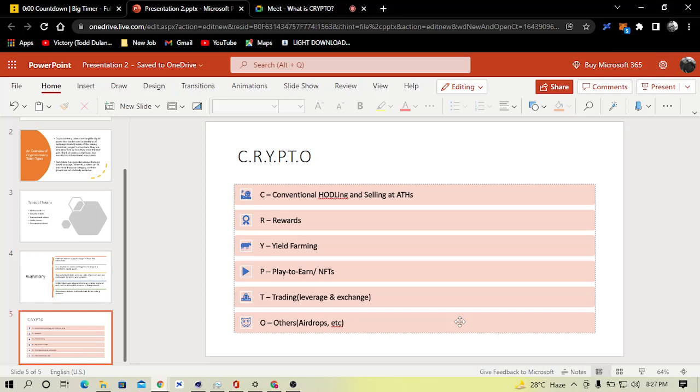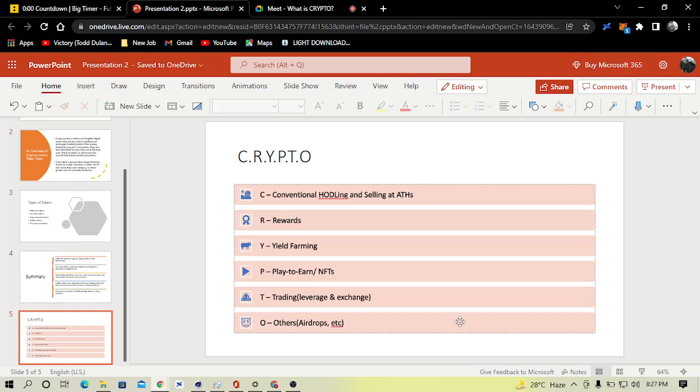Yeah, $200. Let's say $200 basically. That is basically conventional holding and selling at all-time highs. But why stop there? Why just buy coins, accumulate coins, and then wait for them to pump? There's something you call rewards, which stands for the R in crypto basically.